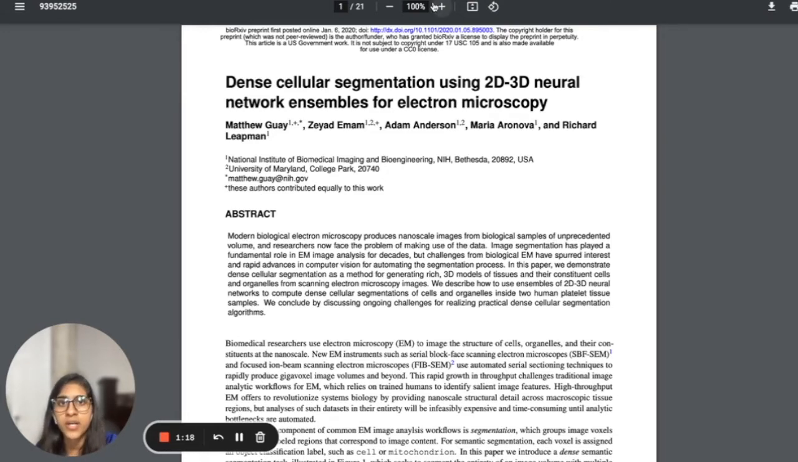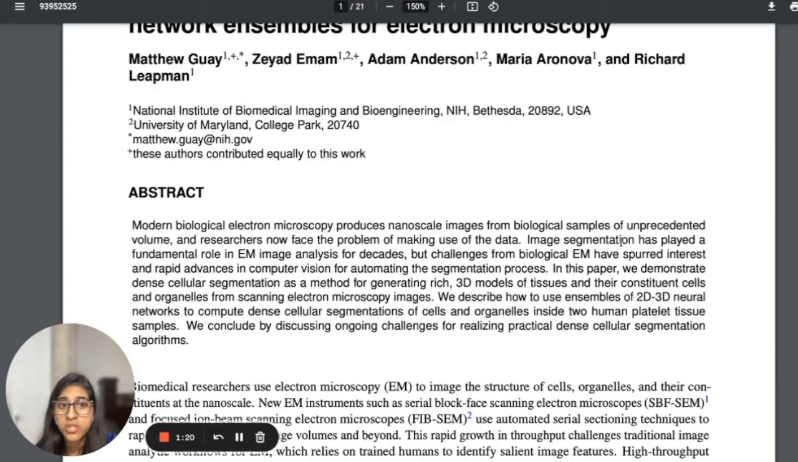And the thing is over here, we have biological samples of unprecedented volume. So researchers are facing the problem of making use of this data because they want to understand what's actually happening in the image. They want to gain some insight into the image by understanding what organelles are there, what cells are there, and how their volume correlates in EM images. In this case, they're using two human platelet tissue samples. So they want to look into the electron microscopy in that sense.